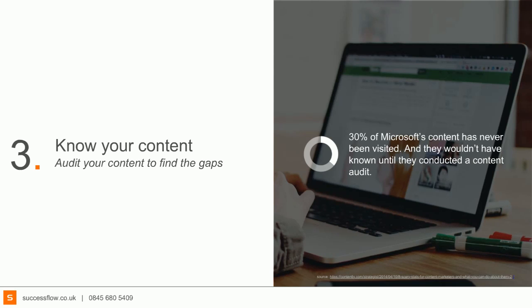Everybody's got content available. An interesting fact there: Microsoft stated that 30% of Microsoft's own content has never actually been visited. Content is expensive and time-consuming to produce, so we want to make sure it's going to be consumed, and that it's going to fit into our customer journey and be relevant to our personas as we described.